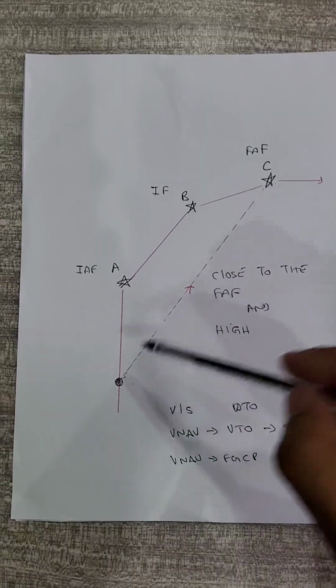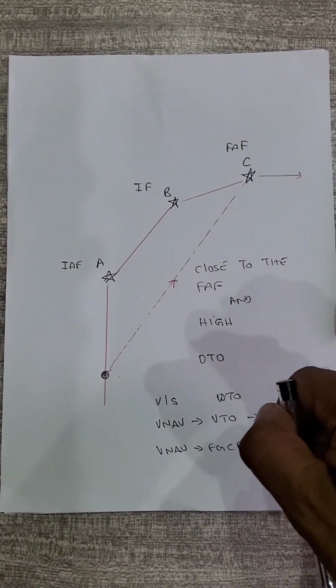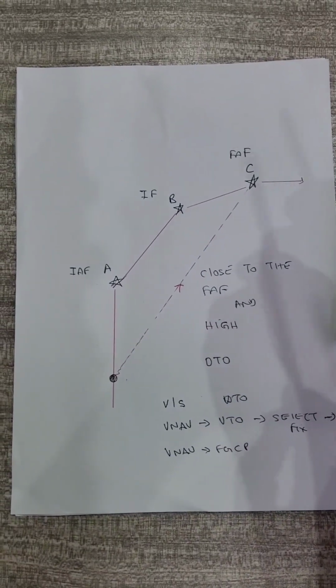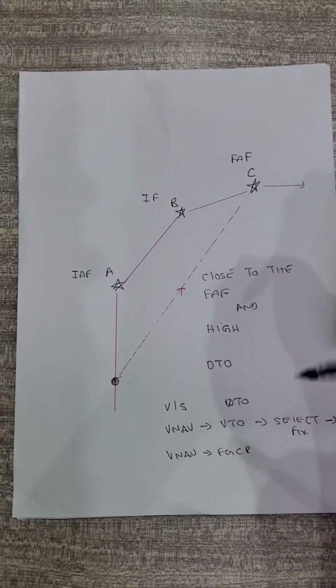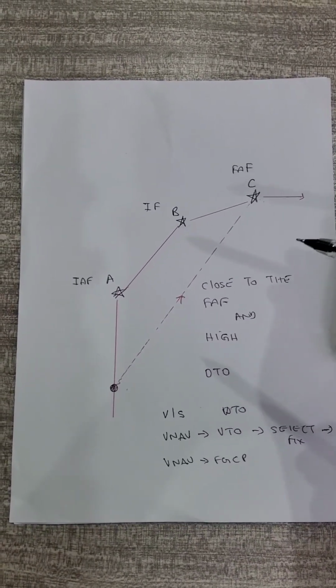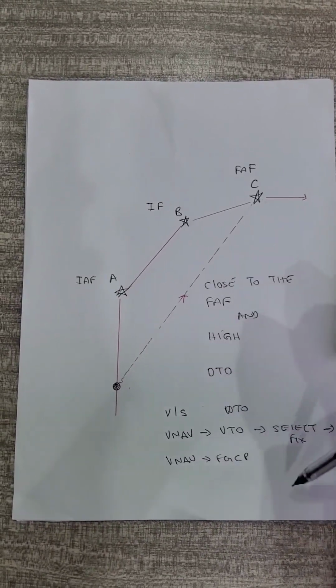So you do not just go DTO with VNAV engaged, otherwise you'll make things very uncomfortable and sometimes very dangerous as well if you have to dive to a lower level. This FMS does not accommodate this sort of transitioning. So for you to change the vertical profile, you have to follow this procedure.